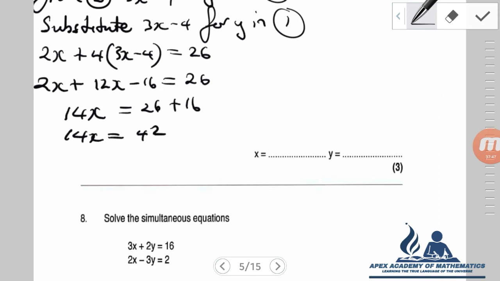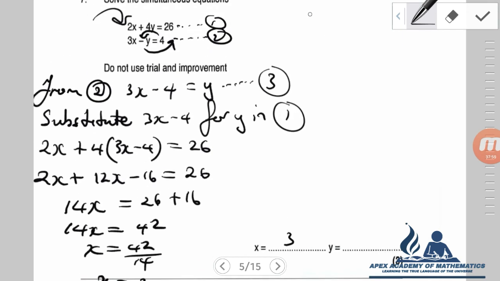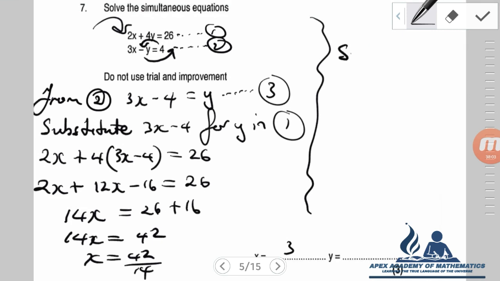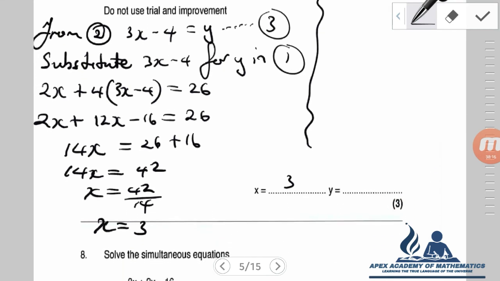Okay, all right, so easily now, guys, I can just go over here and say, I'm going to substitute 3 for x. Naturally, I'm going to be using equation 3 because I already have it as y being equal to this.